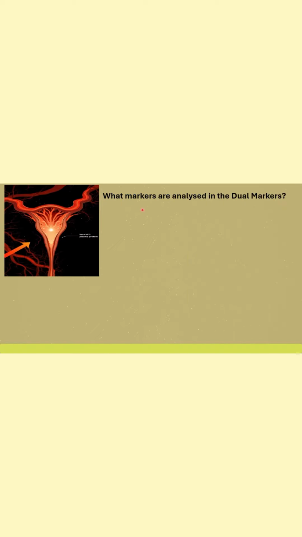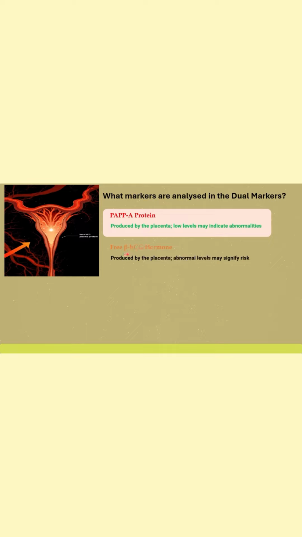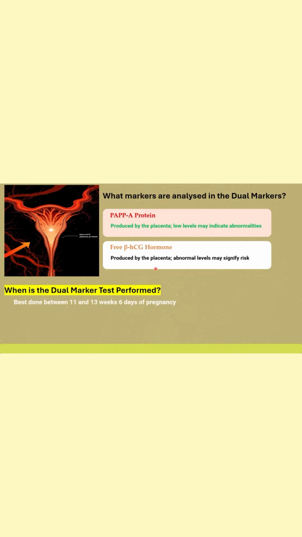So let's see what are the markers that are analyzed in the dual marker test. First marker is the PAPP-A protein, which is produced by the placenta, and its low levels indicate abnormalities. And another marker which is measured in this test is free beta HCG hormone. Again, it is produced by the placenta. And this test is performed between 11 weeks and 13 weeks and 6 days of pregnancy.